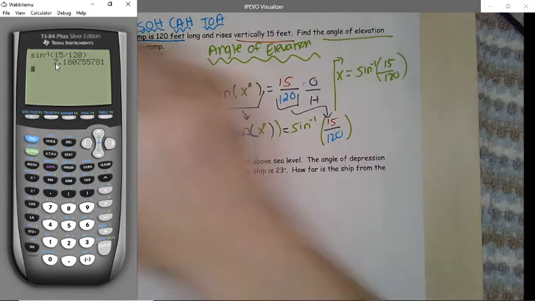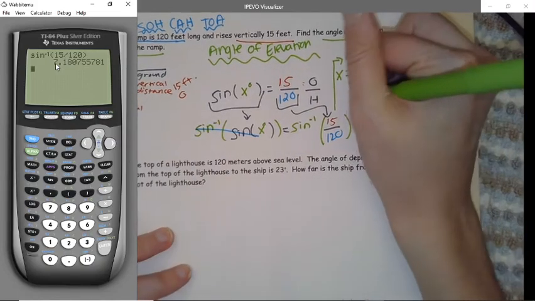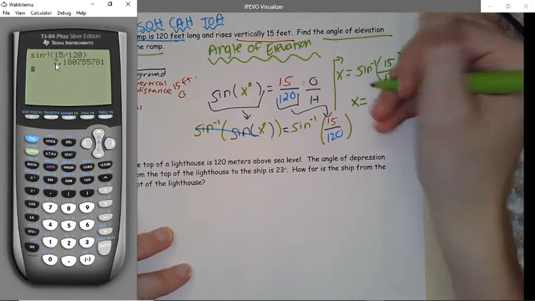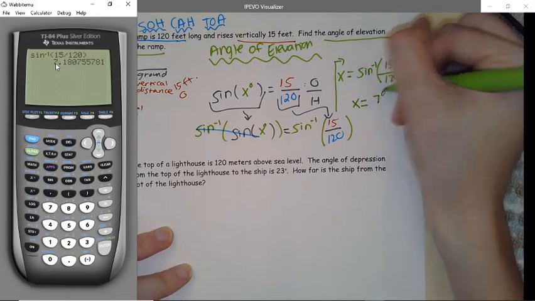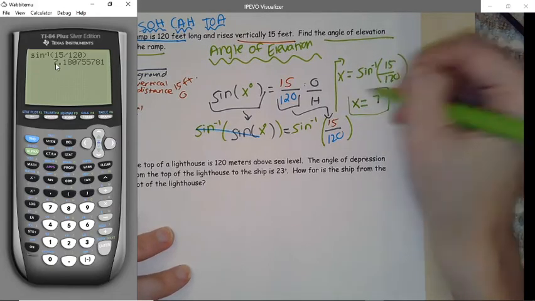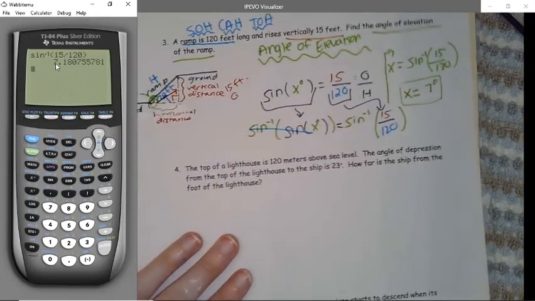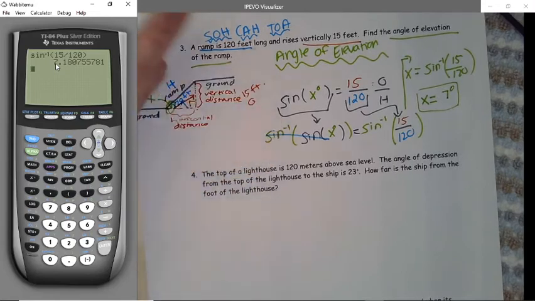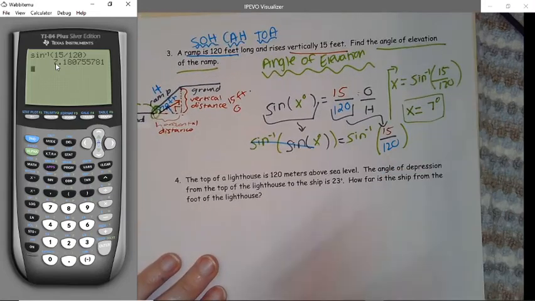So again, it is a ramp. Most of the time you don't want ramps to be too steep or else it's going to be really hard to get up and down the ramp. So the angle of elevation, or the angle created by the ground and the ramp, will be 7 degrees.